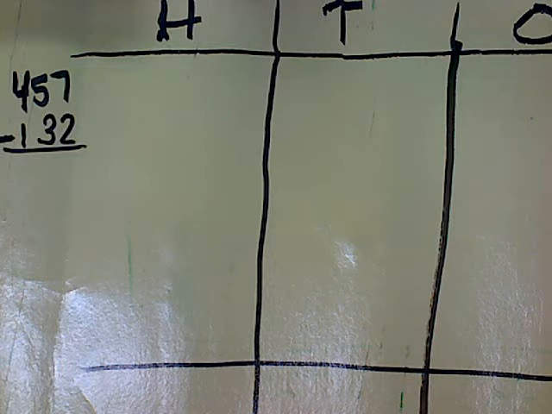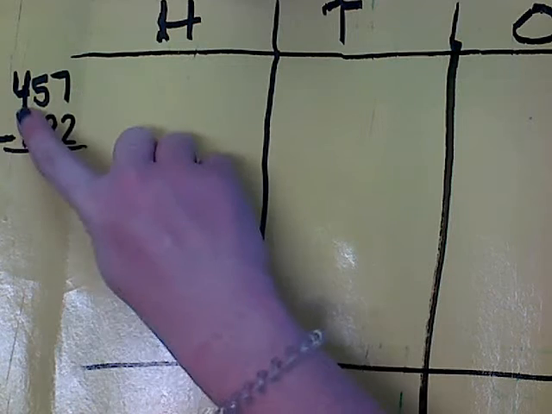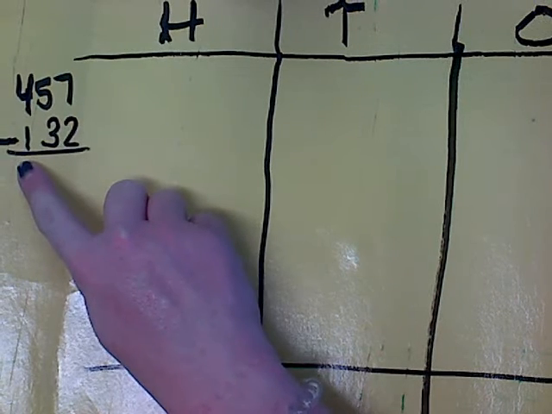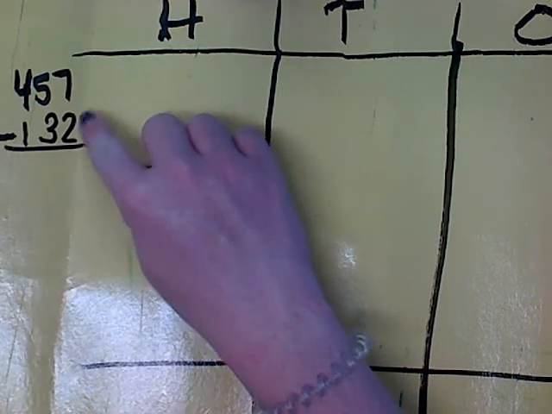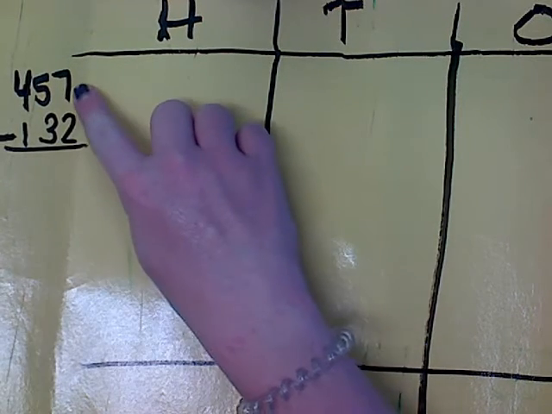Today we are practicing subtracting using place value blocks. We are going to start with the problem 457 minus 132. 457 is the greatest number that has 400, and 132 only has 100. So we are going to subtract from the greatest number, the least number. I'm going to build 457.